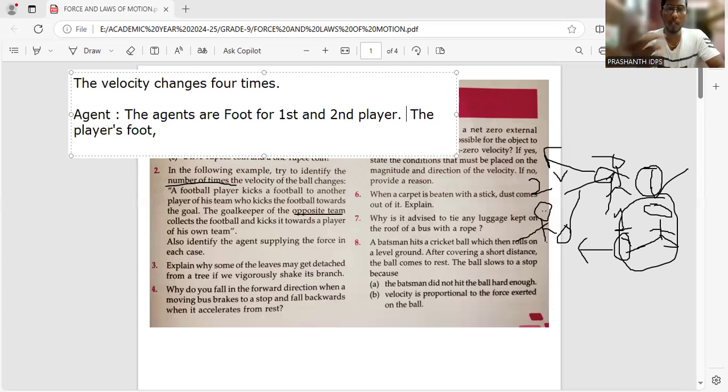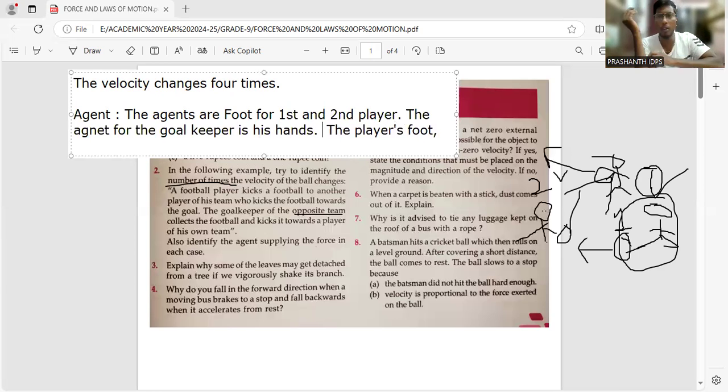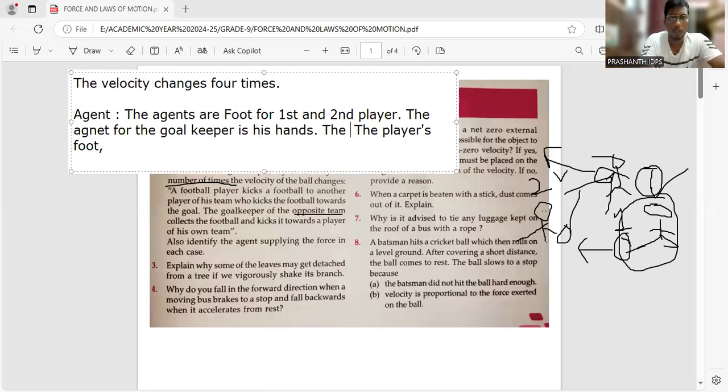And what about the third person? The third person is the goalkeeper. The goalkeeper is collecting the ball. So collecting with what? Hands. The agent for the goalkeeper is his hands. Now, what is the goalkeeper doing again? He is kicking the football towards another player. So for kicking, he is again using his foot.